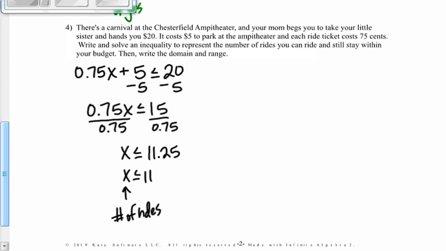So technically, if we're thinking about domain and that's x and the number of rides, it is possible to ride zero rides. Maybe you get there and your little sister gets really nervous and doesn't want to ride anything. She could ride zero rides. Then the maximum number of rides would be 11. We just solved for that.